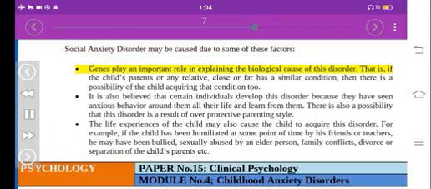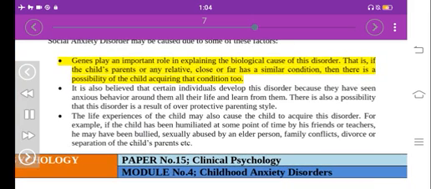Genes play an important role in explaining the biological cause of this disorder. That is, if the child's parents or any relative, close or far, has a similar condition, then there is a possibility of the child acquiring that condition too. It is also believed that certain individuals develop this disorder because they have seen anxious behavior around them all their life and learn from them. There is also a possibility that this disorder is a result of overprotective parenting style.